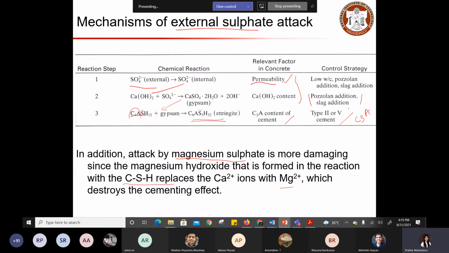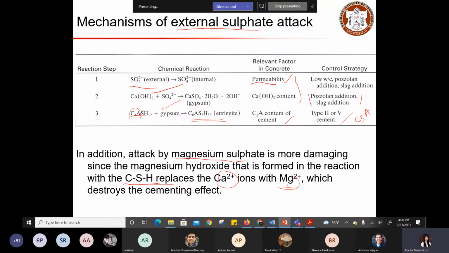In addition to the sulfates, you can also observe attack by magnesium sulfate. This could be due to sodium sulfates or something. And when you have attack by magnesium sulfates, the damage is going to be severe. Why? Because the magnesium hydroxide that is formed in the reaction with the CSH replaces the calcium ions with the magnesium ions.